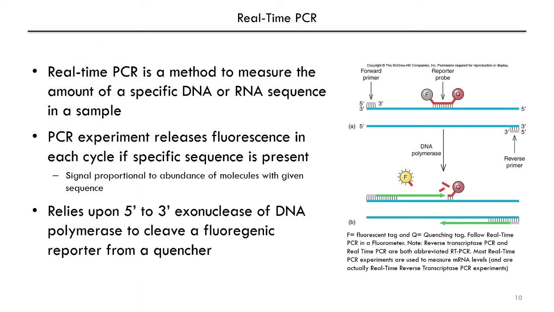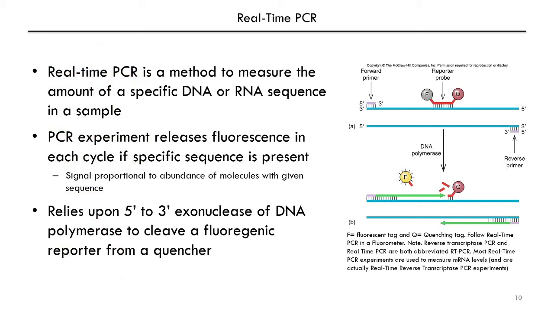Shown here is one such application of PCR. This is real-time quantitative PCR. It's a method for measuring the amount of a specific DNA or RNA sequence in a sample. In this PCR experiment, you have a fluorescent signal released at each cycle of amplification that is proportional to the amount of DNA that is copied.